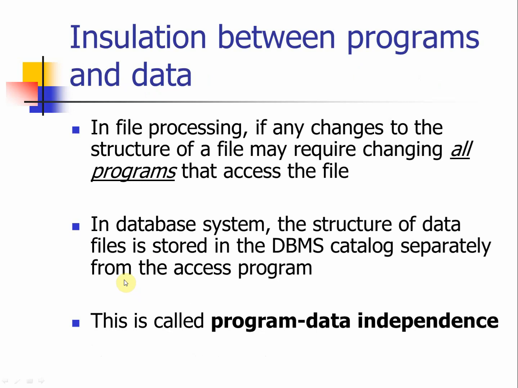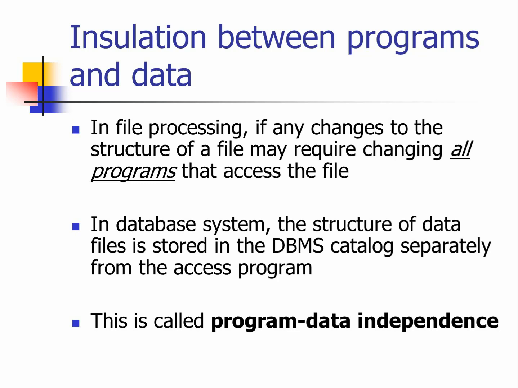Isolation between programs and data. In file processing, if there are any changes to the structure of the file itself, for example, in Excel format you swap the first column with the third column, and say you are writing a program, by changing the structure of the Excel, your program needs to make the corresponding changes. So the structure of the Excel sheet or file that you are using has a connection with the programs that you are using. In database, we don't have that connection.